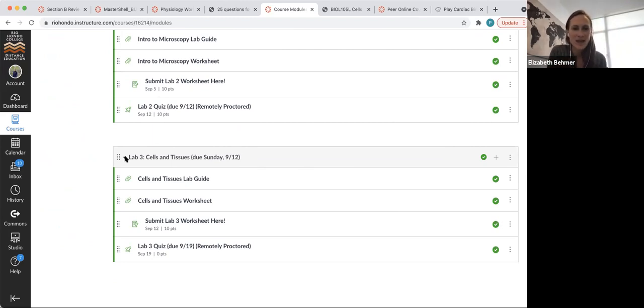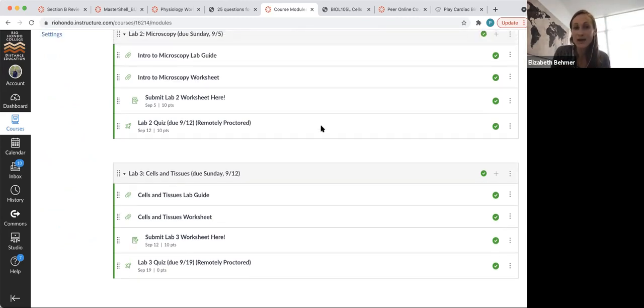Just a reminder that this cell and tissue worksheet will be due Sunday, September 12th at midnight. But like usual, you have the lab 2 quiz, so you'll have your microscopy quiz also due this Sunday. Every Sunday you'll have a lab worksheet due for that week, as well as a quiz due on the lab from the previous week. And the quizzes will be using Proctorio, so they'll be remotely proctored.